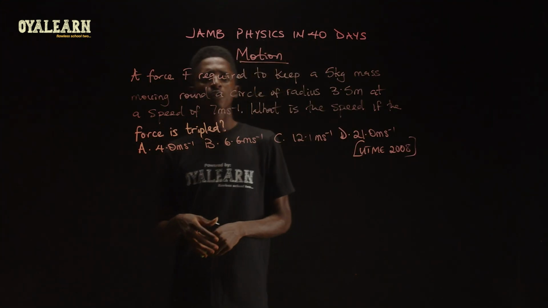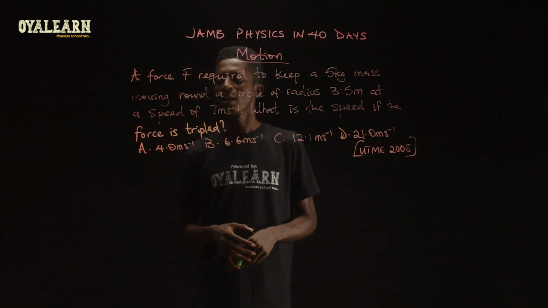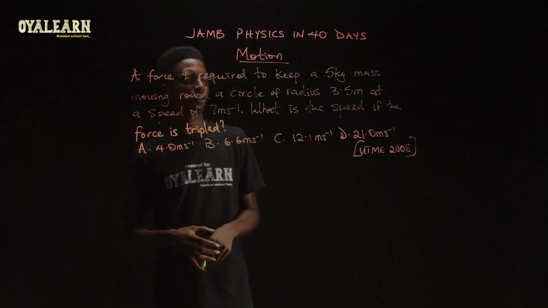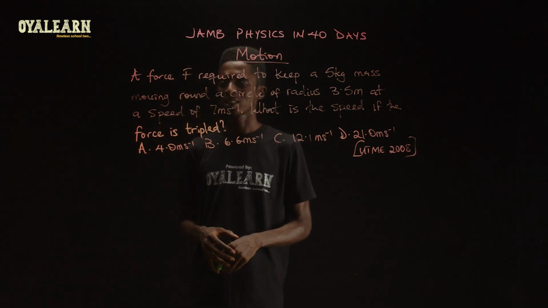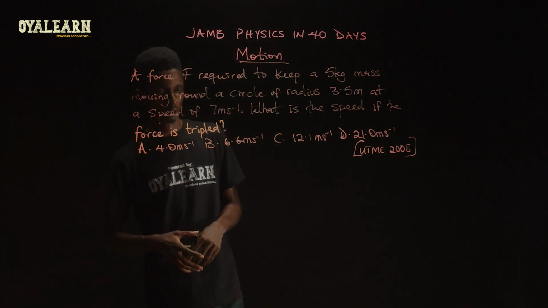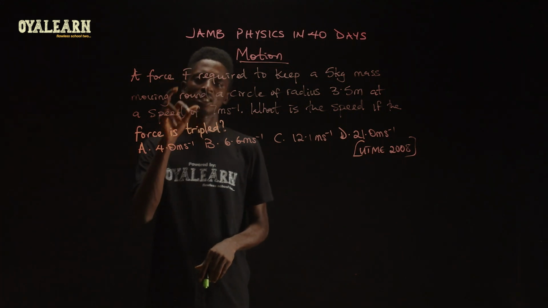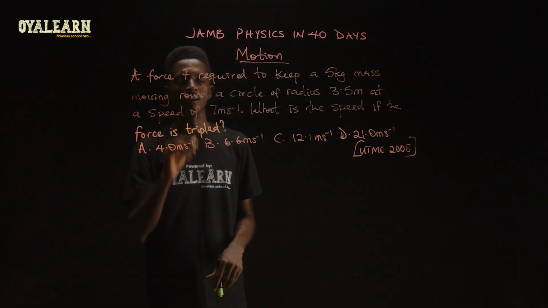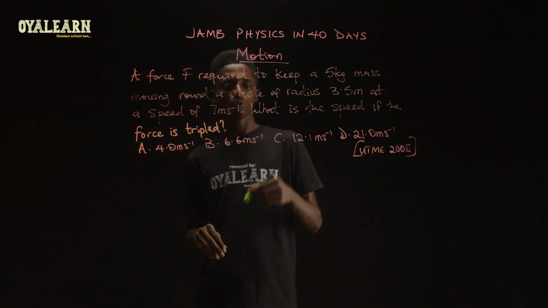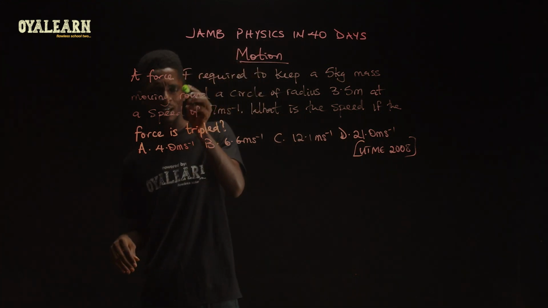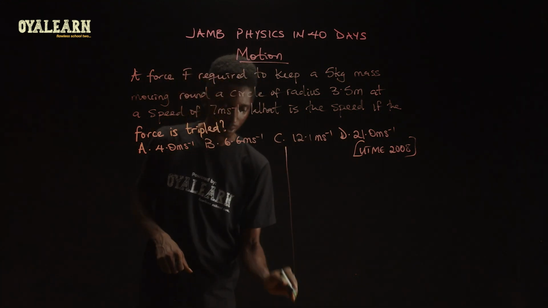A force F is required to keep a 5 kilogram mass moving around a circle of radius 3.5 meters at a speed of 7 meters per second. Now, what is the speed if the force is tripled? That is, if we triple this F, what will happen to velocity V? So first, let's find the value of F.